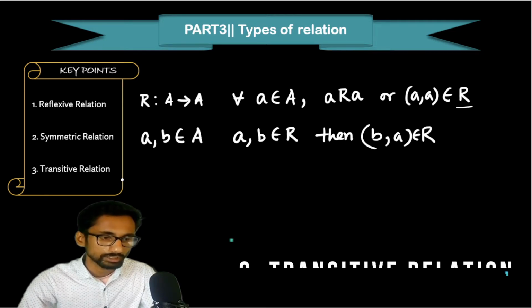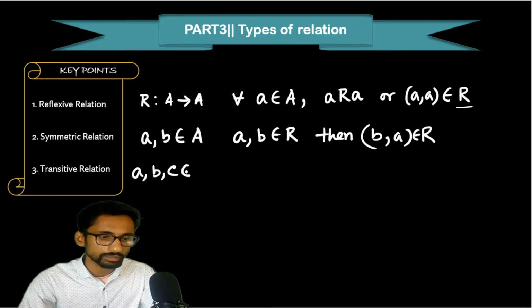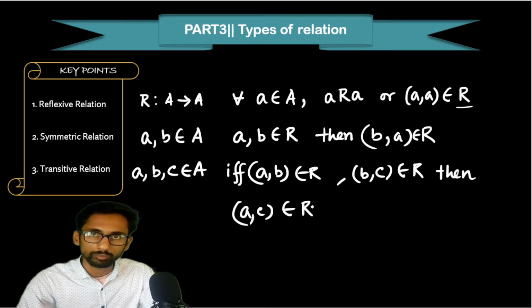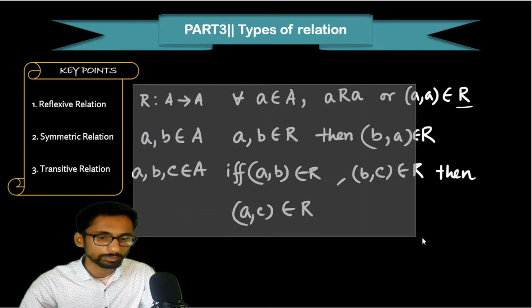The third one is transitive relations. In this case, we need to consider three elements of the domain, and the condition is that if A comma B belongs to R, B comma C belongs to R, then to make the relation transitive, A comma C must belong to the same relation. Let us discuss all these three types of relations with simple examples.